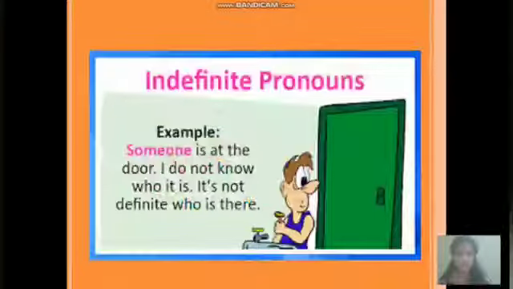Someone is at the door. So in this sentence, the word someone refers to a person, so it is a pronoun. But when I say someone, I can mean anybody. I am not referring to anybody in particular. So this pronoun, which does not refer to a specific person but to someone in general, is known as an indefinite pronoun.